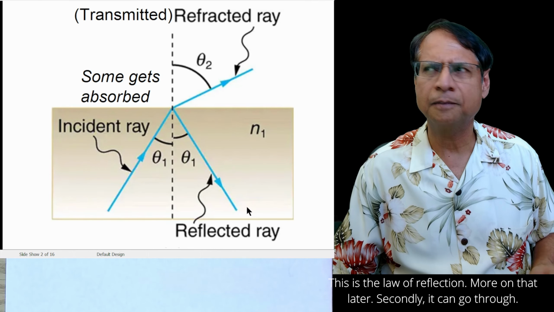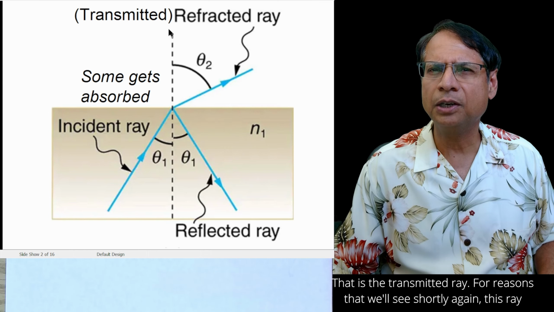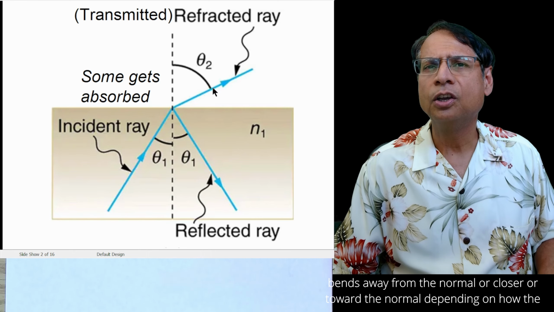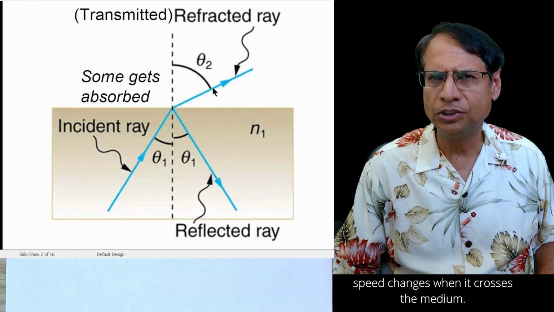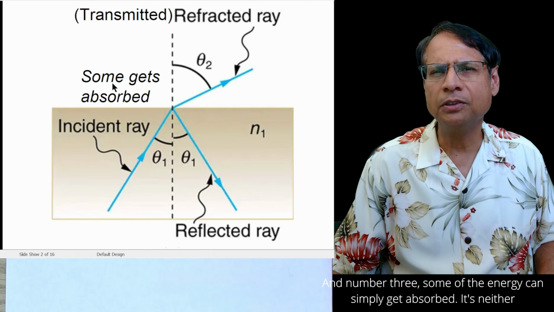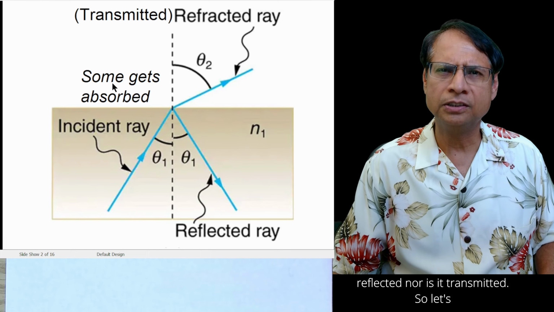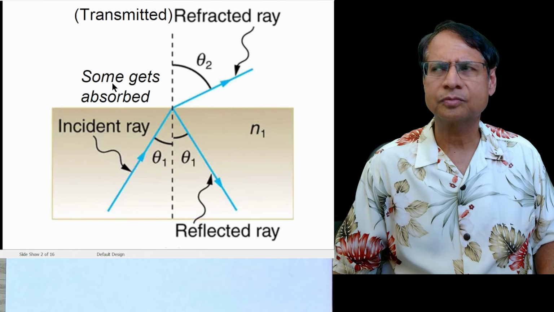More on that later. Secondly, it can go through. That is the transmitted ray. For reasons that we'll see shortly, this ray bends away from the normal or toward the normal, depending on how the speed changes when it crosses the medium. And number three, some of the energy can simply get absorbed. It's neither reflected nor is it transmitted. So let's now look at this in a little bit more detail.